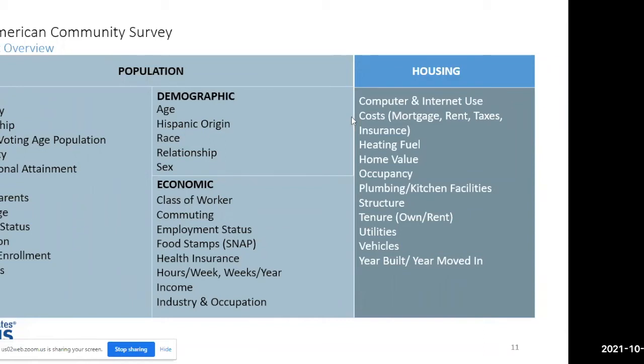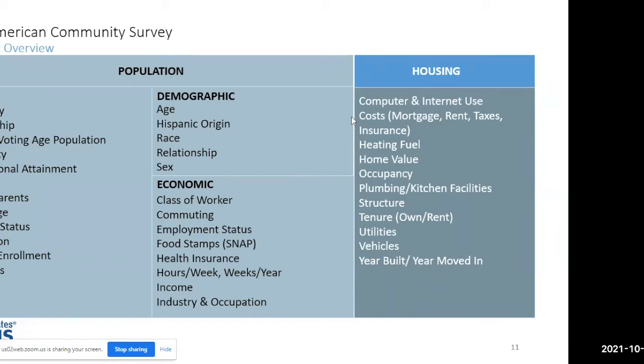Then the ACS also collects economic data on households. For example, if you wanted to know how many households receive food stamps in Annapolis, for example, you can get that data from the American Community Survey. Or what is the median household income in Garrett County? You can get that from the ACS. So none of that information is available from the decennial census. We get all that from the American Community Survey.